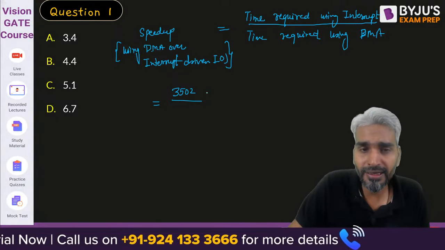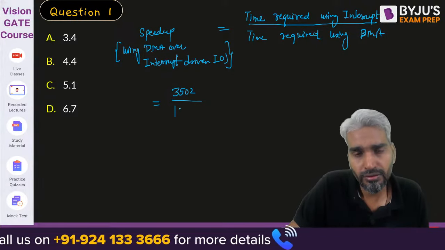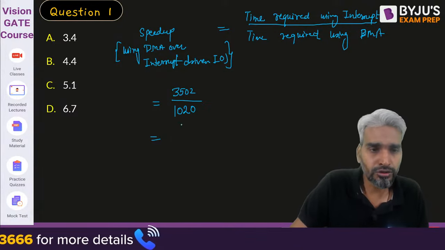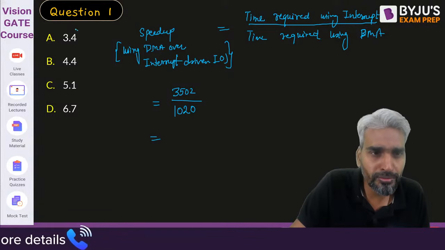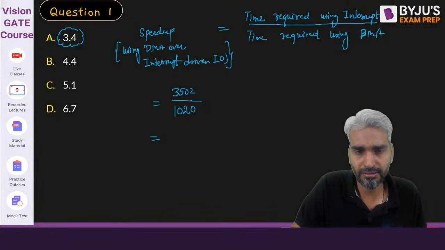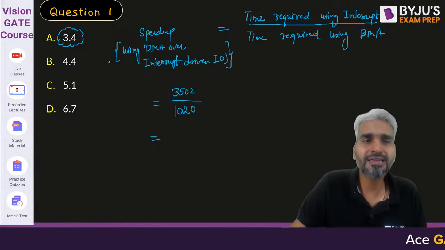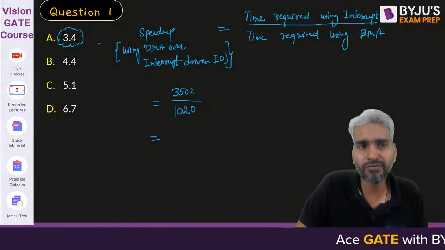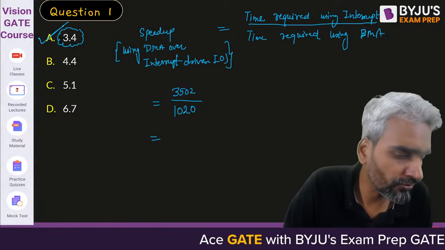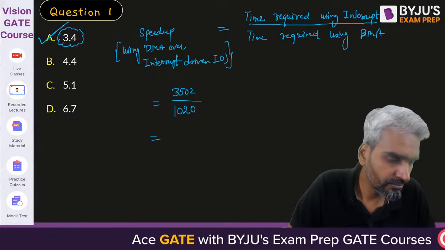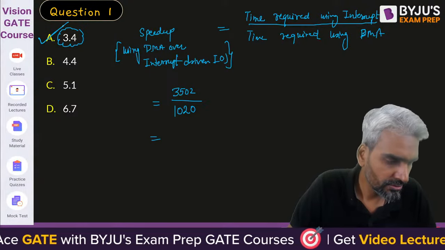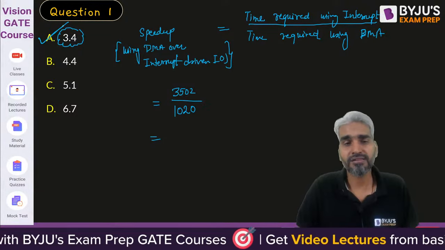Apart from that, it will be 1020. So do you realize it will be 3 point something, approximately 3.4. Not exactly 3, it will be 3.4 something, but up to 1 decimal it will be 3.4. Clear? Everything is okay? Yes, sir.